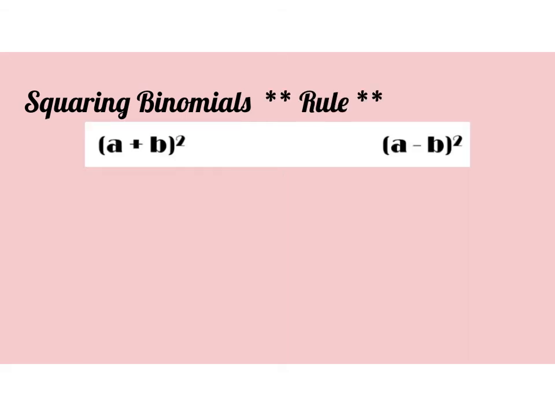If we have a plus b squared, we're going to take that first term and square it. So this would be a squared. We're going to take that last term and square it. Then we're going to take the two middle terms and multiply them. This would be ab, but we're going to double it. So this is going to be a squared plus 2ab plus b squared.